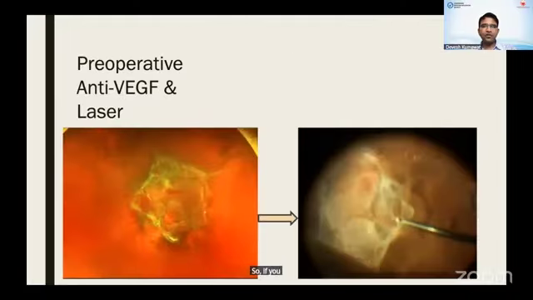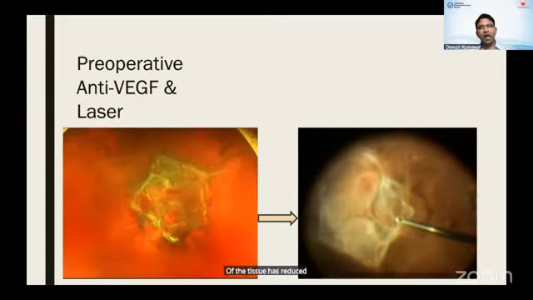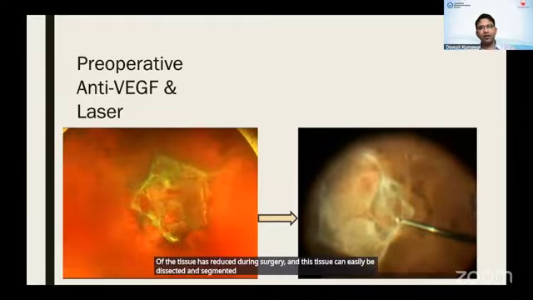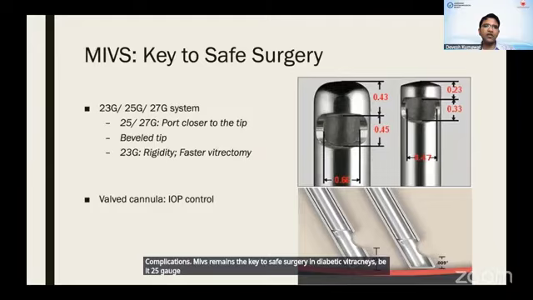If you see this patient, when we took this patient up after doing laser in the peripheral area and giving an anti-VEGF injection a couple of days before surgery, you can see how the vascularity of the tissue has reduced during surgery, and this tissue can easily be dissected and segmented without risk of intraoperative bleeding and complications. MIVS remains the key to safe surgery in diabetic vitrectomies, be it 25 gauge or 27 gauge. 23 gauge instruments are more rigid.